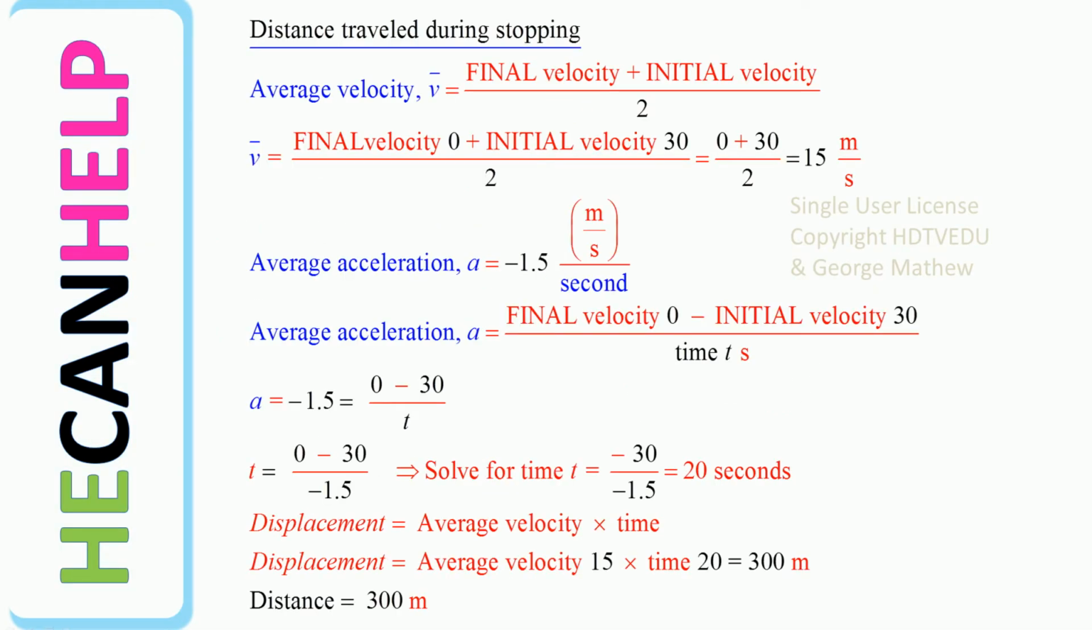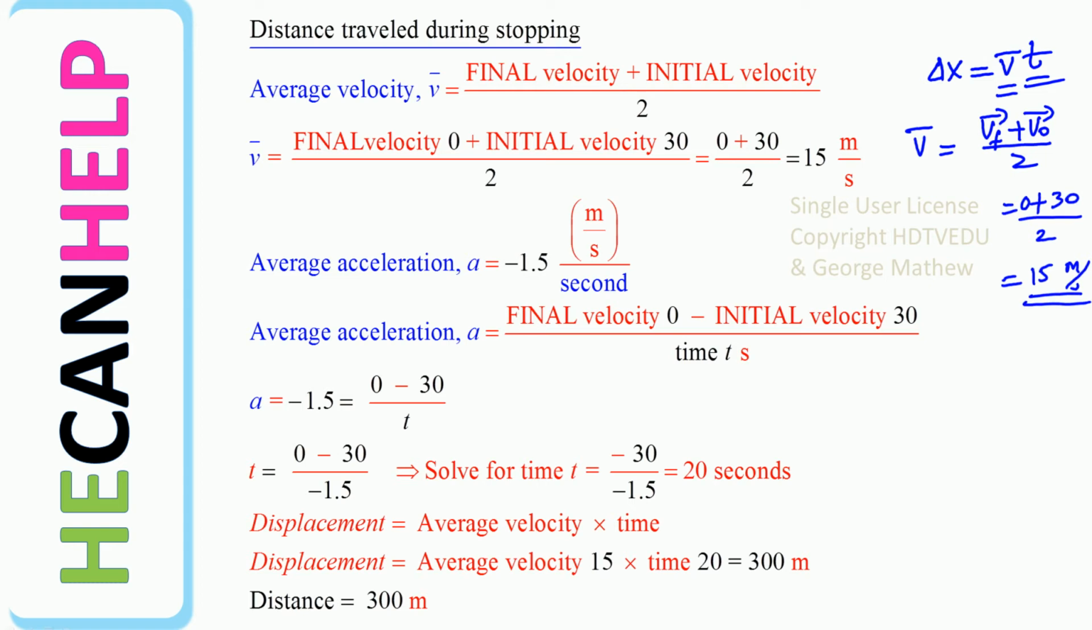This is approach number 2. Distance traveled during stopping. Displacement is average velocity times time, but we don't know time. We do know the average velocity because final velocity plus initial velocity divided by 2 is your average velocity. Final velocity is 0. Initial velocity is 30, divided by 2, and so it is 15 meters per second.